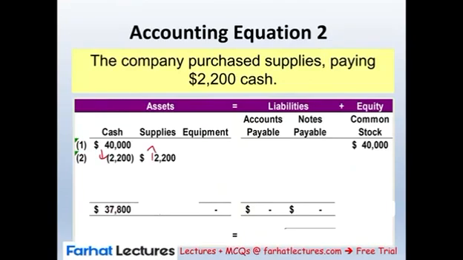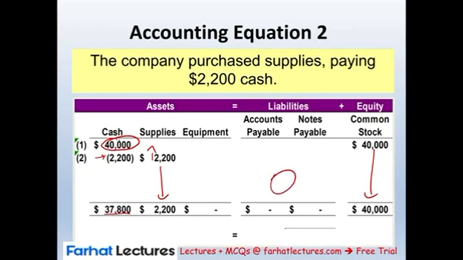Let me run my balances now. Initially, I had $40,000 in cash. I spent $2,200 on supplies. What's left in cash is $37,800. I had 0 supplies. Now I have $2,200. I did not affect my common stock, and I did not affect my liabilities. $40,000 of assets still equal $40,000 of liabilities and equity.